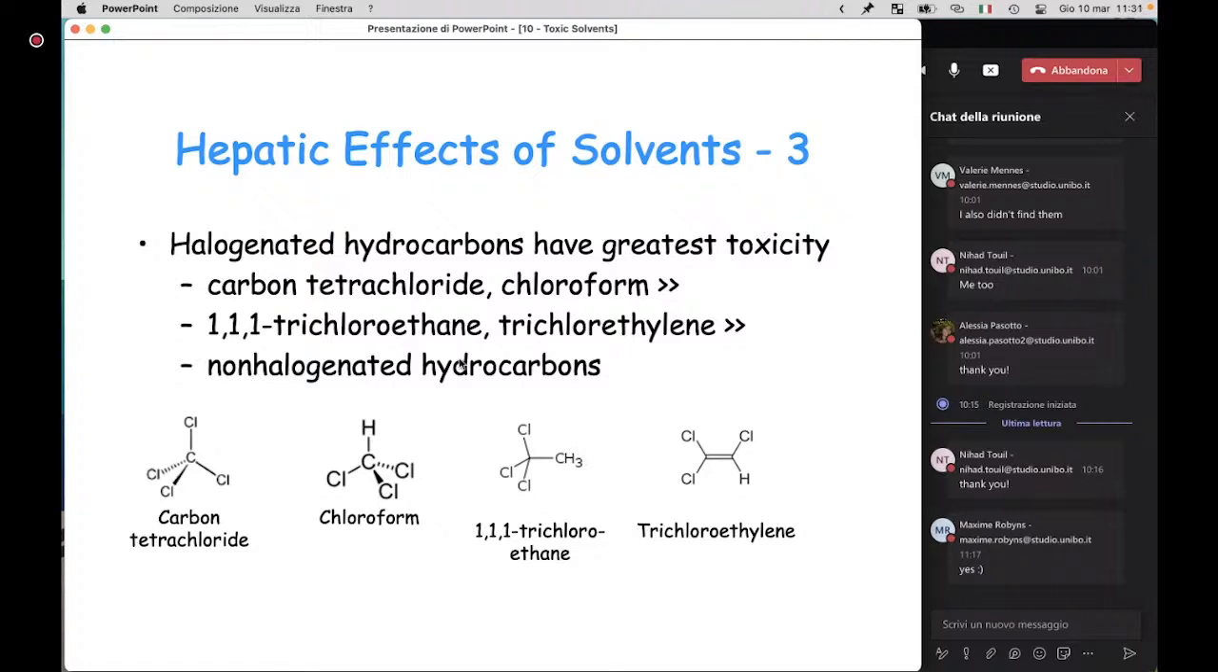Okay, regarding this mechanism of toxicity, of course, other solvents, non-halogenated, can have different mechanisms of toxicity. But this is a general mechanism for all halogenated compounds, in particular for chlorinated and in part for brominated compounds, solvents in this case.